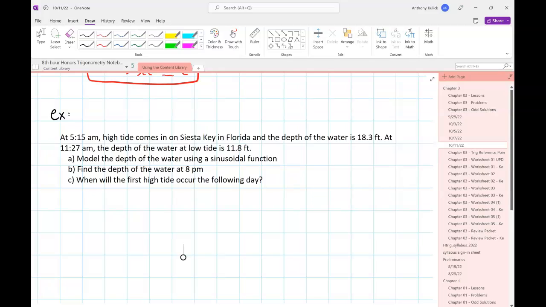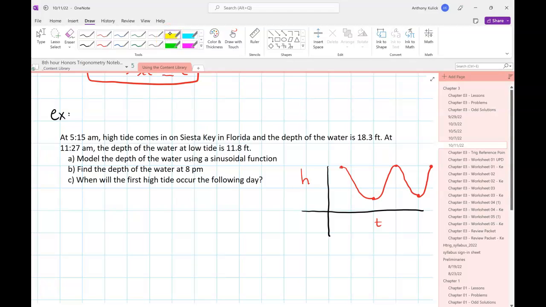So here we have high tide, low tide, high tide, low tide, high tide. Smells like a sinusoid to me, right? Everybody agree with that? A little easier to see here that this is definitely going to be a sinusoid because we're just talking about height and time. Everybody's cool?